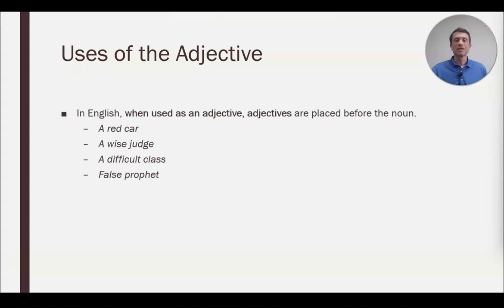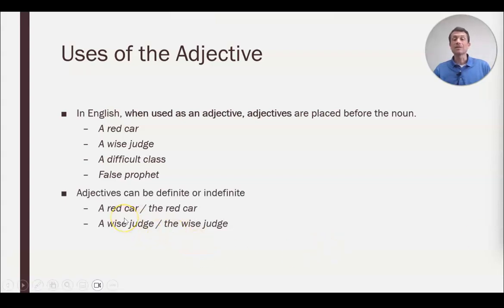Okay, in English, when it's an adjectival use of an adjective, which sounds redundant, but it's not, when they're used in their normal adjectival use, adjectives in English are placed before the noun. So you have a red car, right? Red is the adjective, and it's placed before car. Or a wise judge. Wise is the adjective before judge. A difficult class, right? Difficult comes before class. Or a false prophet.